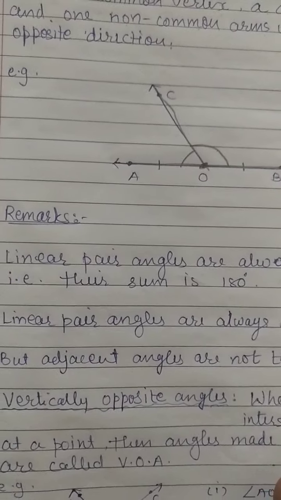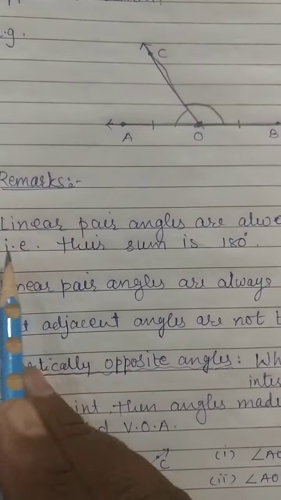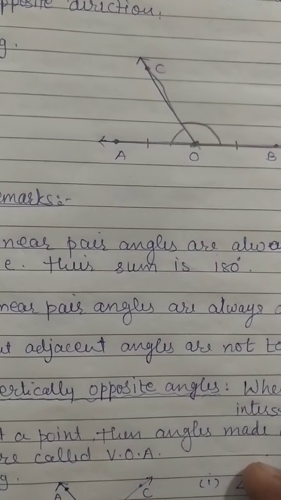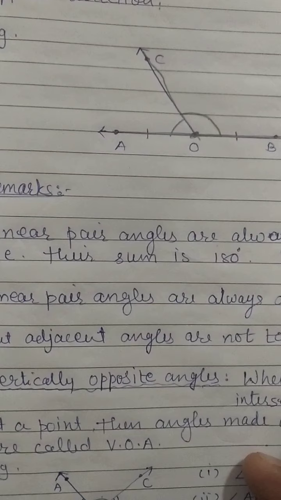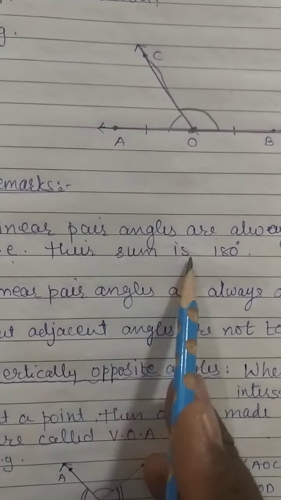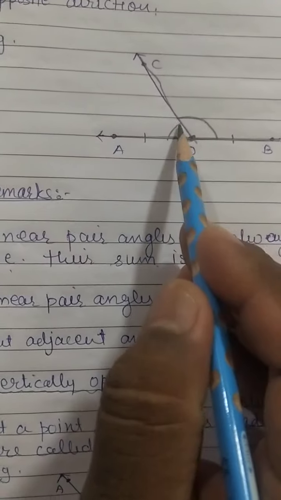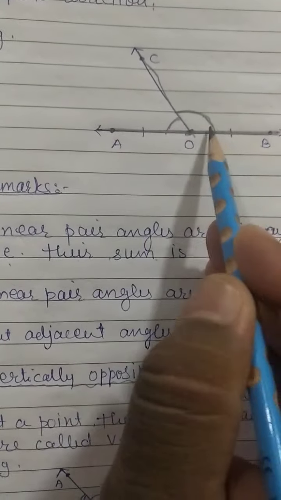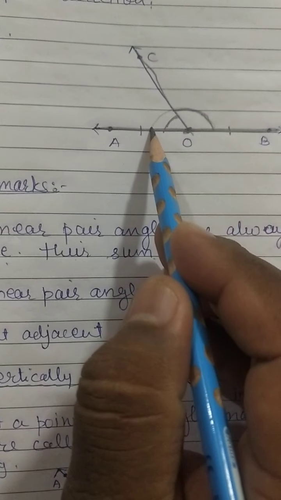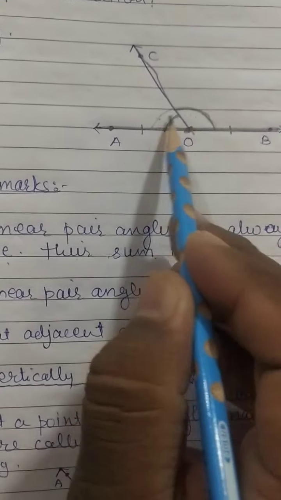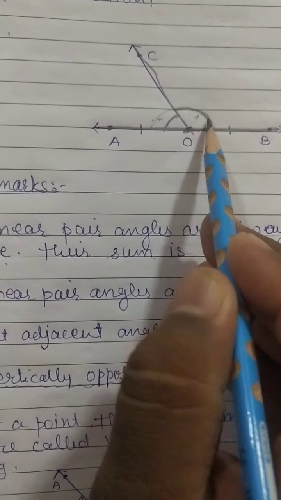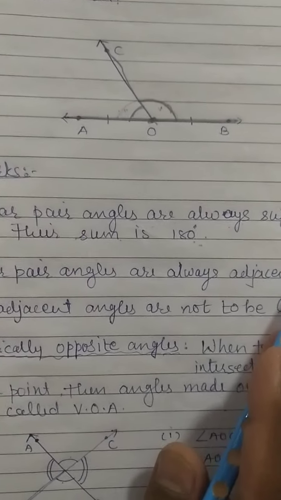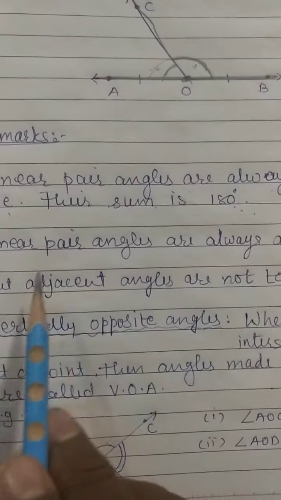Now some remarks are there regarding these. First remark, linear pair angles are always supplementary. That is, you can say the sum of both of them is 180 because they form a straight line, so this whole angle becomes a straight angle. So you can say the sum of both of them is always 180 degrees, right? So you must remember that linear pair angles are always supplementary, that is, their sum is 180.